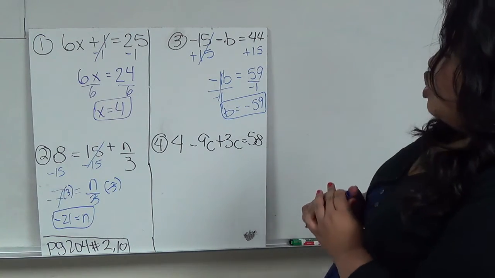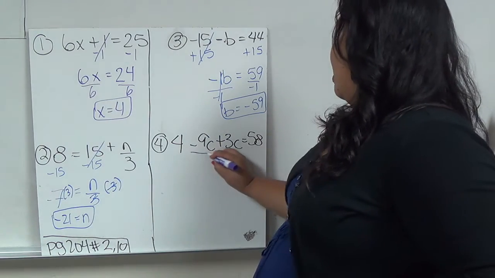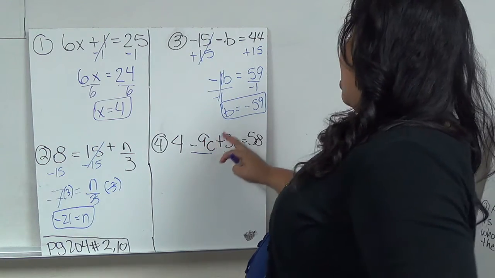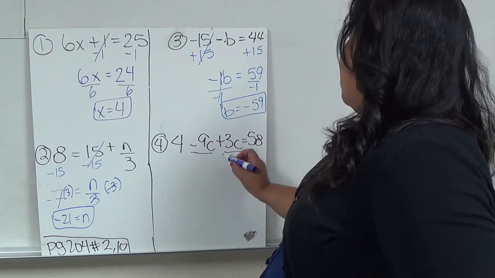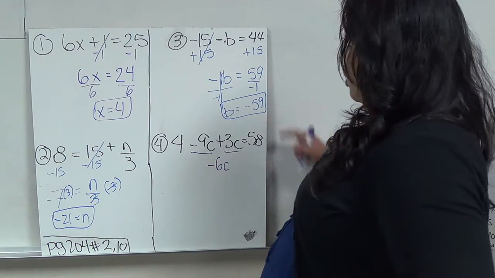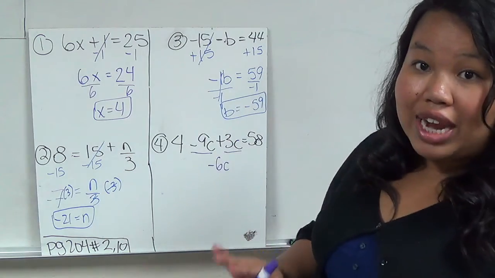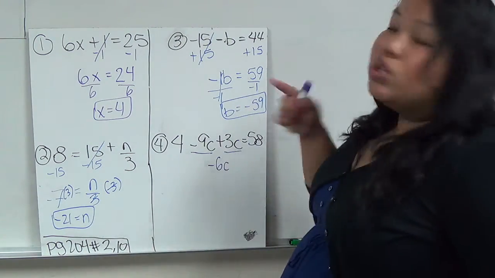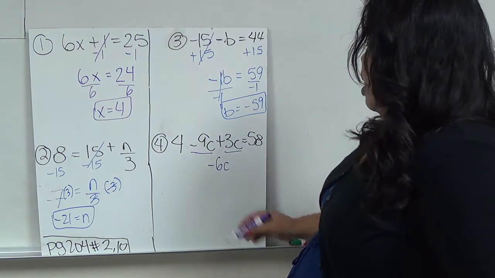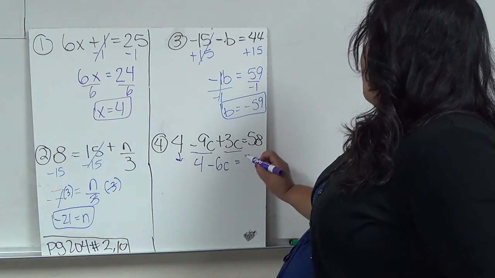Now, number 4 is trying to trick you because what you see here are like terms. Negative 9c plus 3c. So before I do any balancing, I can do negative 9 plus 3, which gives me negative 6c. Now, remember, the reason why I don't have to do it to the other side is because I'm just combining. I'm not adding or subtracting or multiplying or dividing any extra. I'm just combining what's already there. So that's the only time that I don't have to do it to the other side of the equal sign. And I'm going to bring this 4 down, and then bring the 58 down.